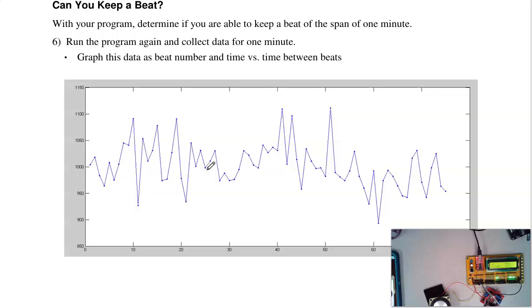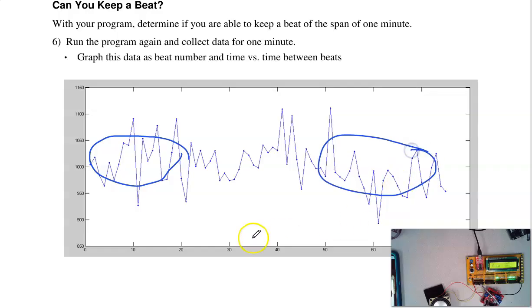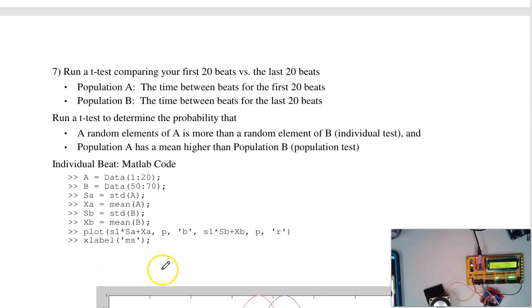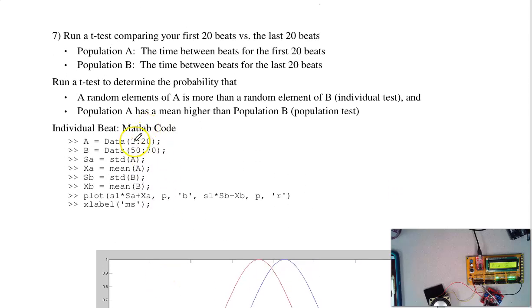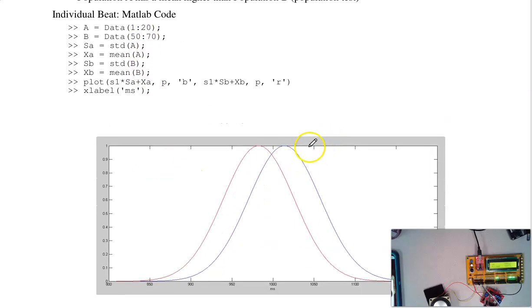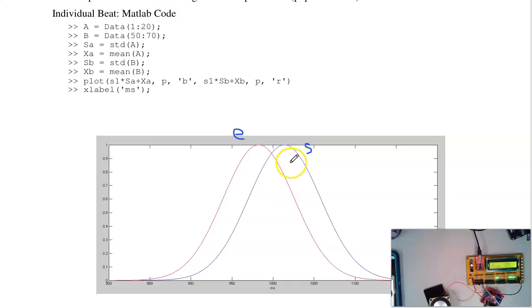From this, I can say things like, are the first 20 beats different from the last 20 beats? Am I speeding up or slowing down? Well, that's a t-test. So here I can take the first 20 data points and the last 20 data points, find the mean and standard deviation, and here's what it looks like. Here's the start, here's the end. Looks like I'm actually slowing down a little bit. I can do a test. Am I slowing down? What's the probability that a random number from the second population is less than a random number from the first population?